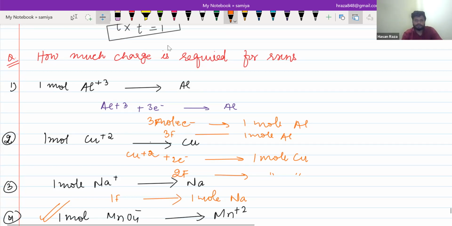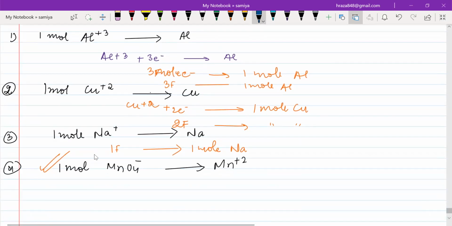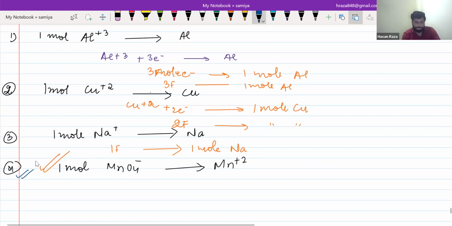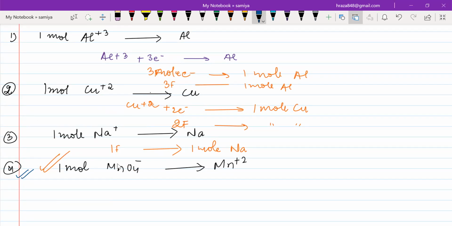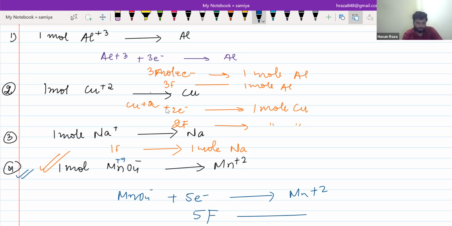Madhya, yes, sir. What about the fourth one, the last one? Sir, it's 5 Faraday. 5 Faraday. How did you calculate? It's +7, it's +2. So MnO4 minus will gain 5 electrons to convert into Mn+2. So 5 mole electron, that means 5 Faraday. Very good. Are you done with this?